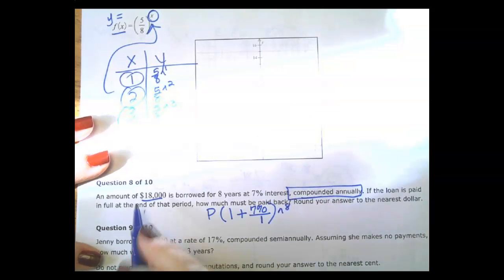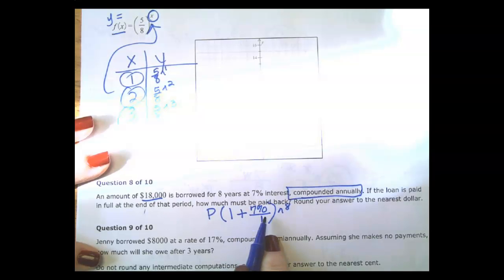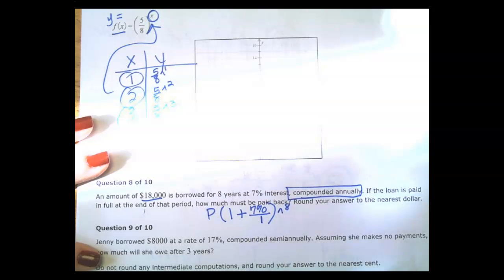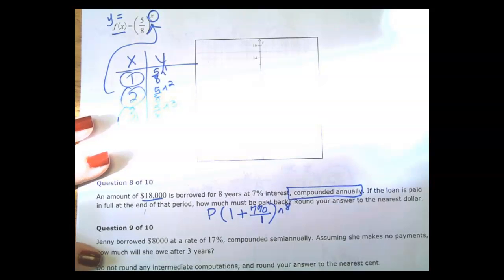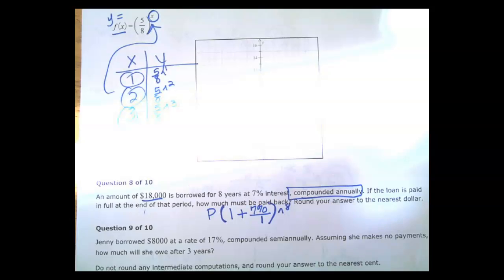Okay, so 18, 1 plus, make sure you're using your 7% key, divided by 1. Don't make this a fraction, it won't take it, so make it. Anytime your calculator doesn't take a fraction, you use the division key. Make sure you have this in parentheses and you'll get the correct answer.